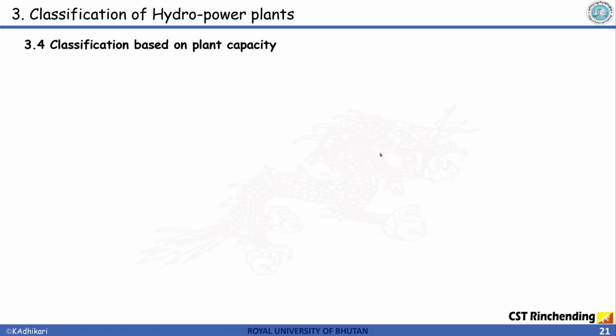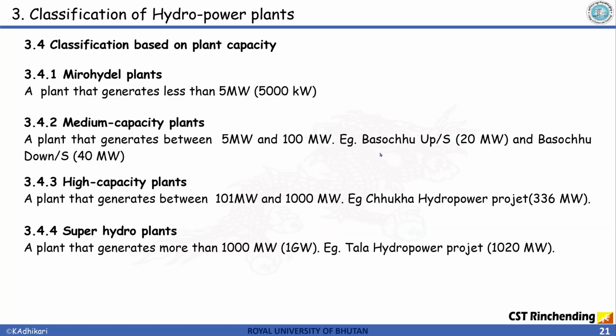The next way of classification is based on the plant capacity. There is microhydel that generates less than 5 megawatt of energy, medium that produces 5 megawatt to 100 megawatt. Likewise, the super hydro plants produce more than 1000 megawatt. So if I give an example of super, then Tala hydropower project becomes a super hydropower project, right? Because it produces 1020 megawatt, which is more than 1000. So these are a few ways to classify.